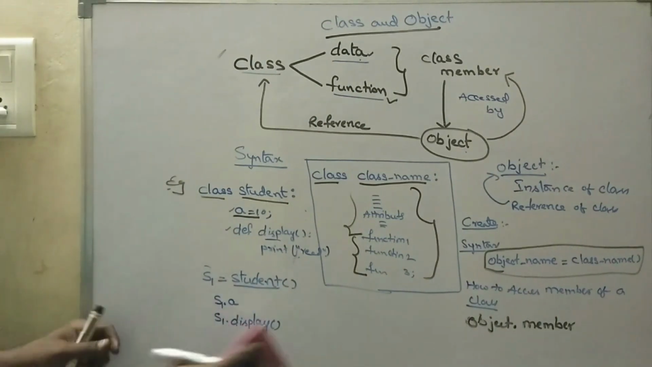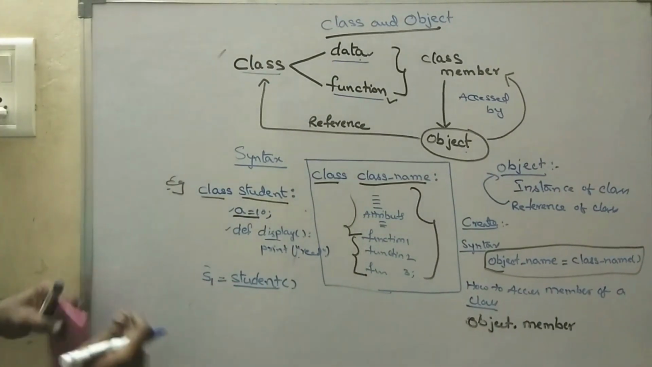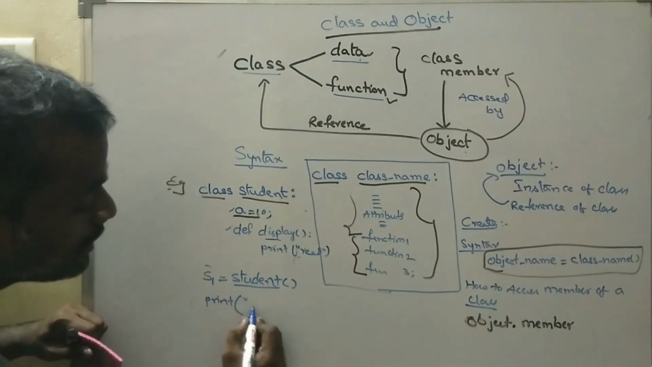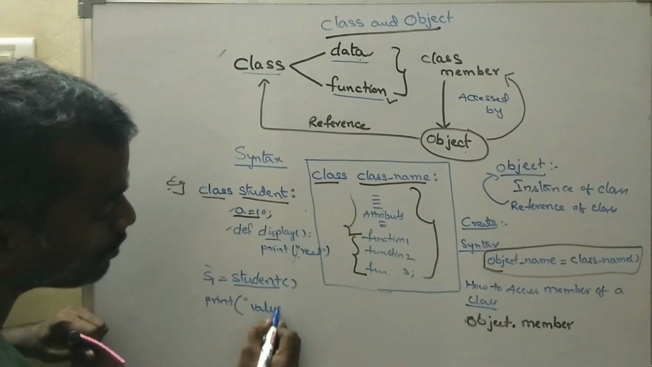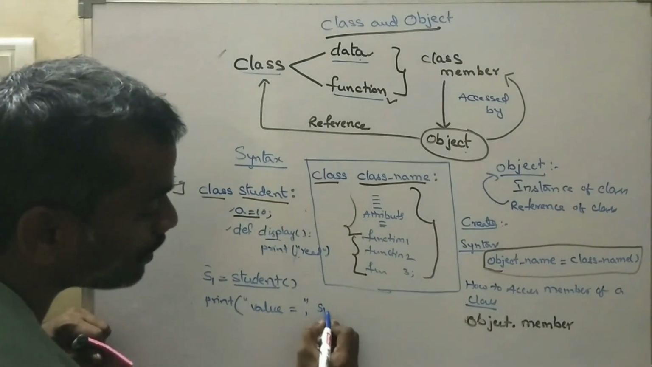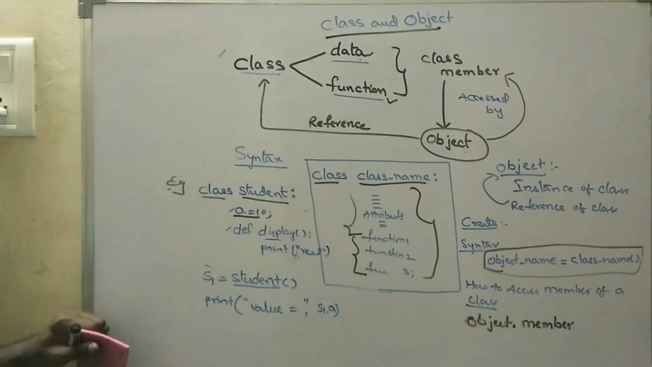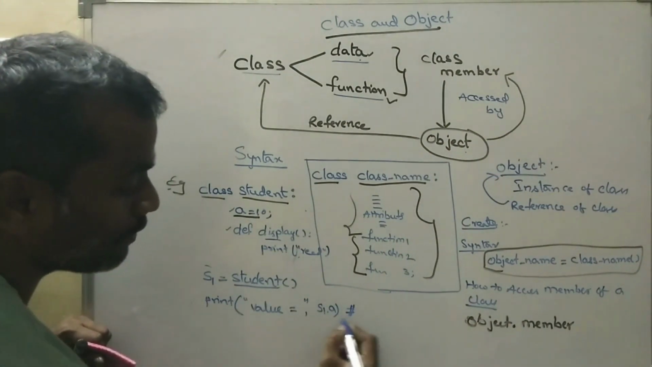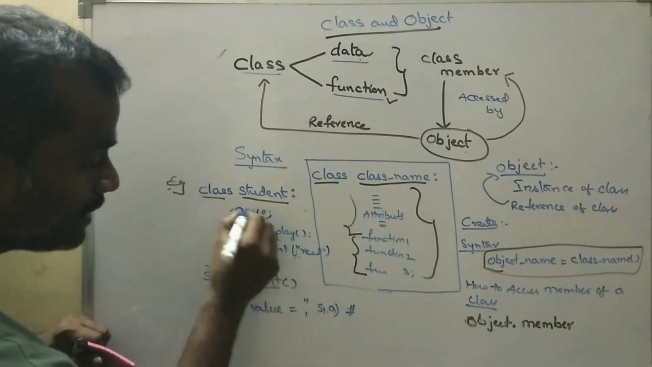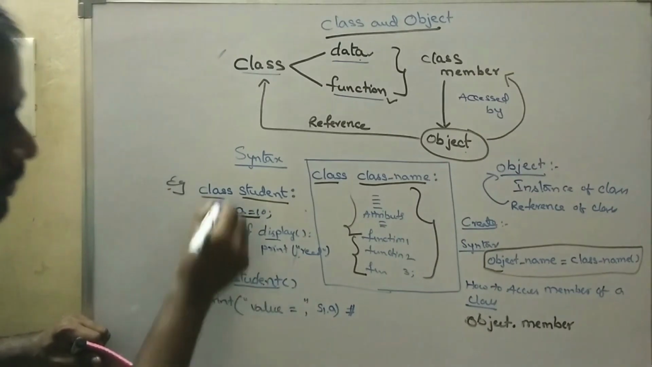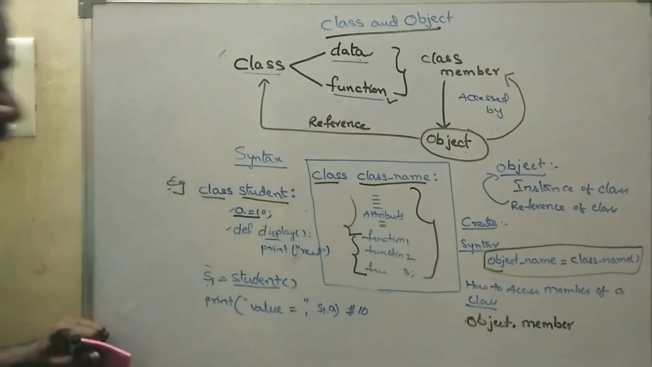Suppose I want to display something, then simply I have to write print. Print, suppose value. What is the value I want to define? Equal to s1 dot a. If I display it, what is the output I can get? What is the value of a? a is 10. s1 is the object of the particular class, so now I get the output as 10.